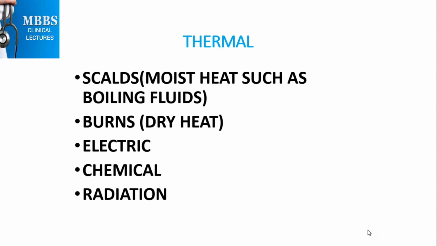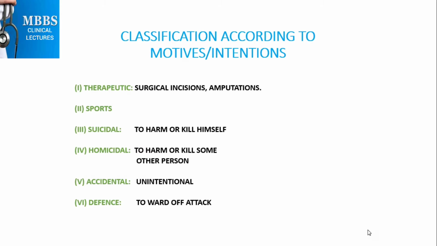Then thermal injuries, like injuries caused by the dry heat and injuries caused by the fluids. Scalds are actually the injuries caused by the boiling fluids, while the dry heat produces the burns. Then there are the electrical injuries, chemical injuries, and the radiation injuries. Then the injuries are also classified according to the motives and intentions.